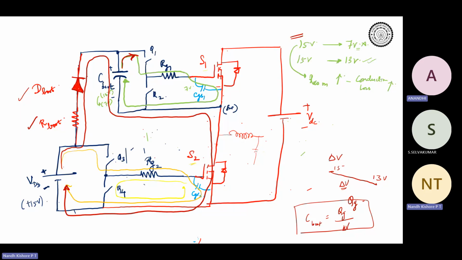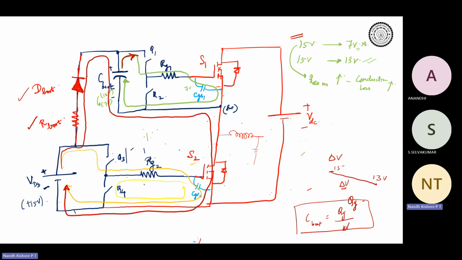If S1 fails, it will automatically damage S2 also, and the total circuit will fail. Correct. So for that, do you remember, around 4 or 5 weeks back we were seeing about DSAT protection, right? Yes, sir.